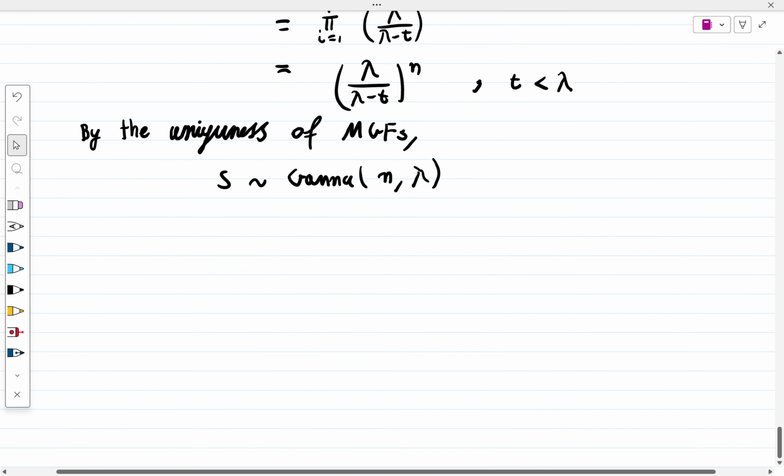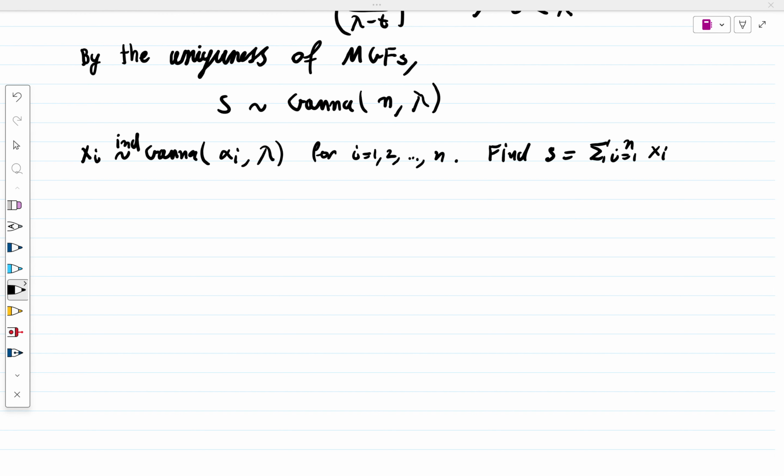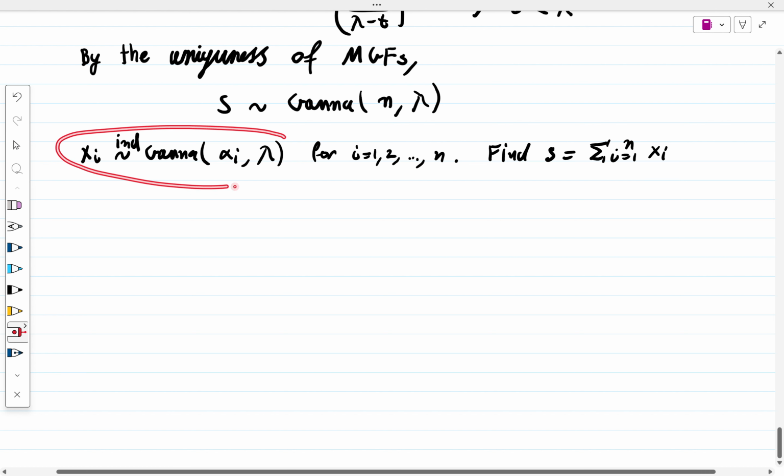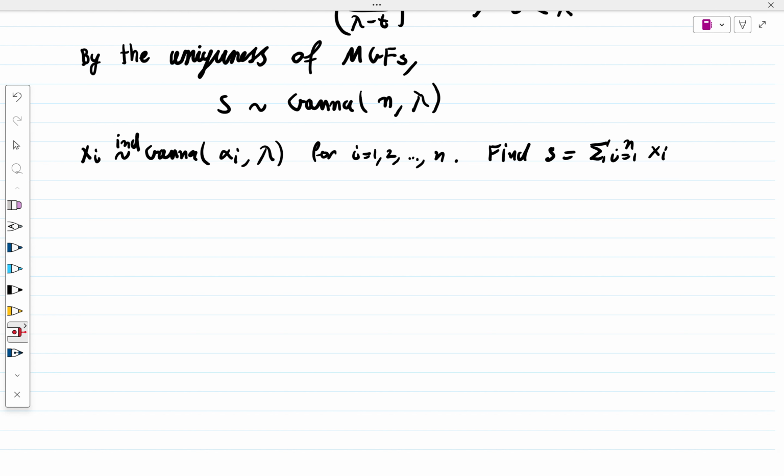Let's have a look at one more example. In this example, we're going to concern ourselves with gamma random variables, where each of the gamma random variables are independent, but they each have the same rate parameter and a different shape parameter, alpha i. So in order to do this, we need to first find the moment generating function of xi. The moment generating function of xi, a gamma random variable, is lambda on lambda minus t to the power of alpha i. Again, alpha i is different for each of the xi's, and that's for t less than lambda.